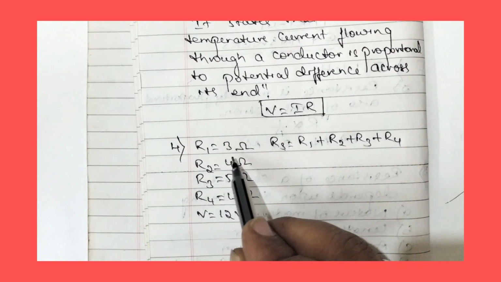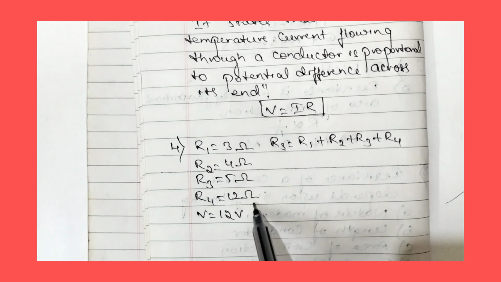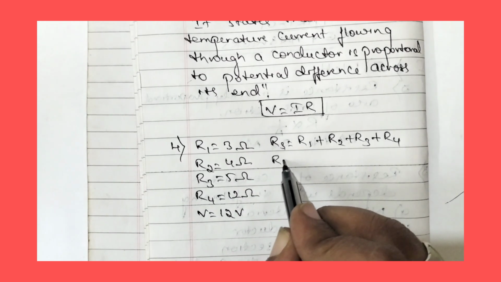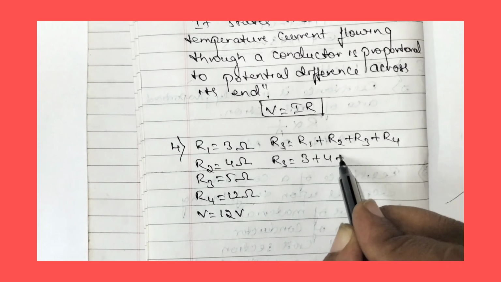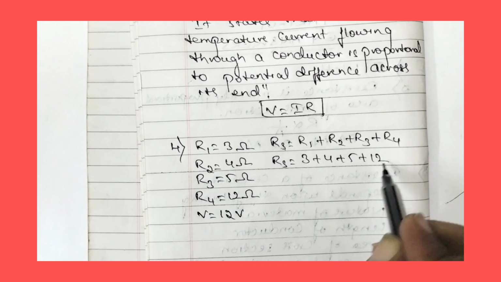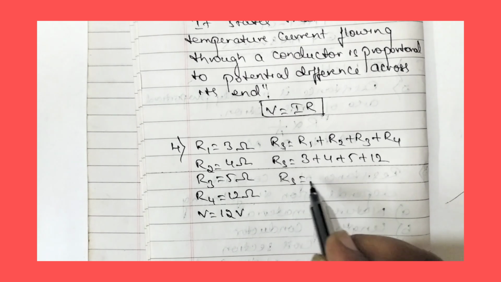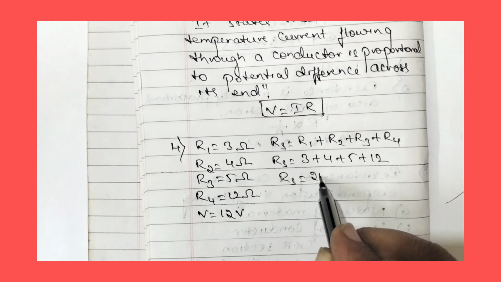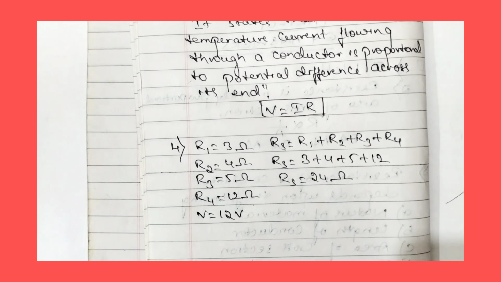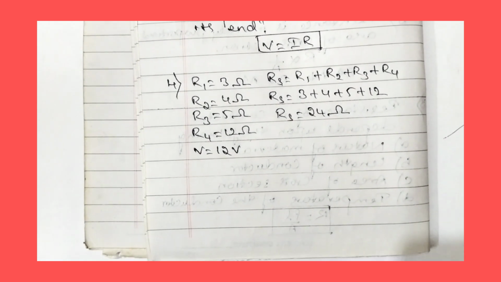How much current is flowing through the 3 ohm? The same current is flowing through the 12 ohm also. So Rs is equal to 3 plus 4 plus 5 plus 12. So the total resistance will be 3 plus 4 is 7, plus 5 is 12, 12 plus 12 is 24. So the total circuit resistance will be equal to 24 ohm.